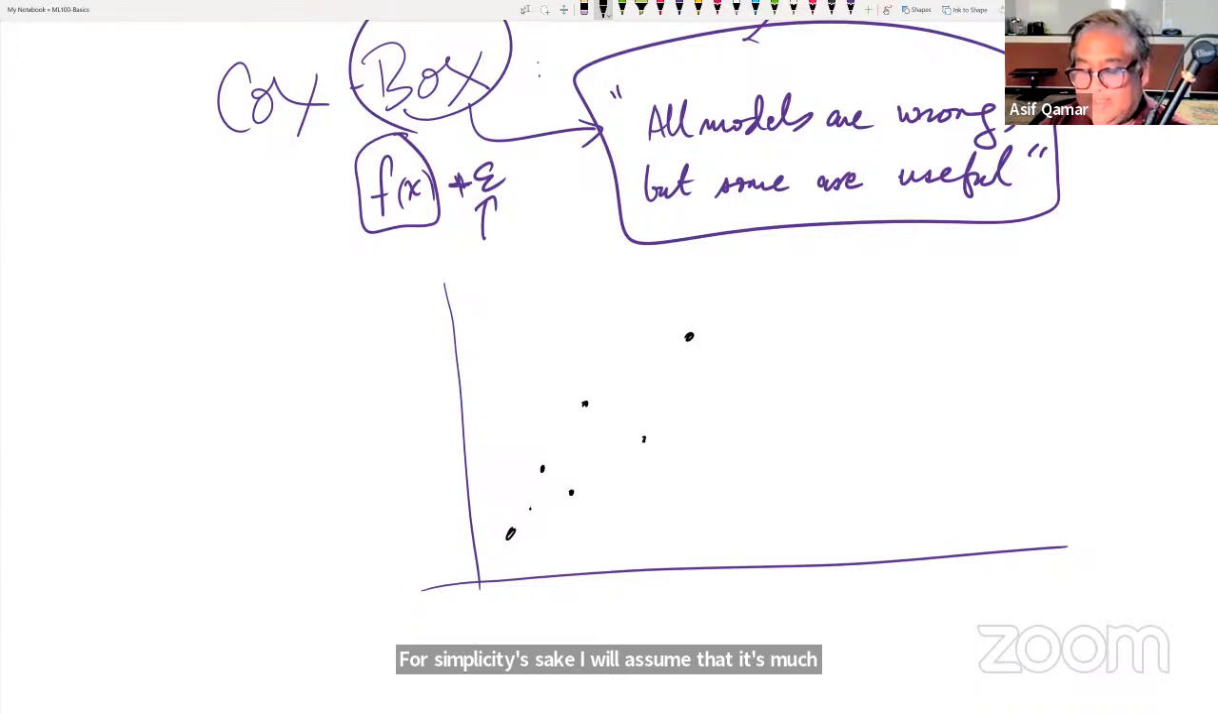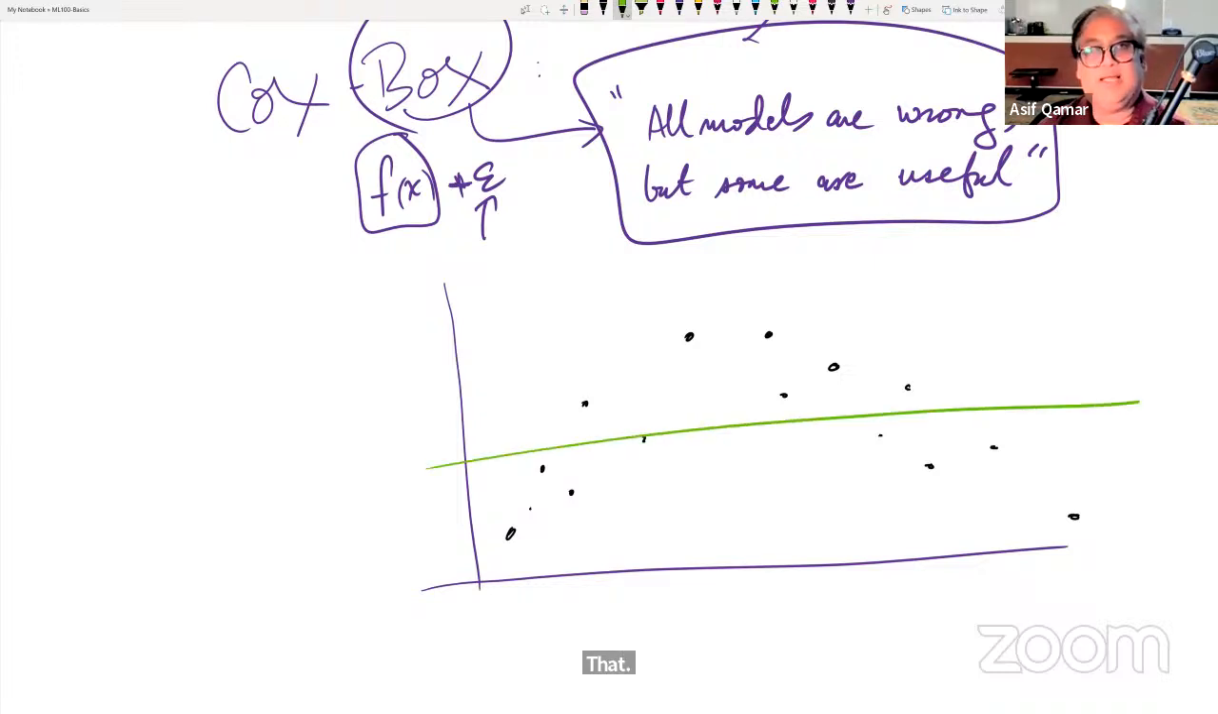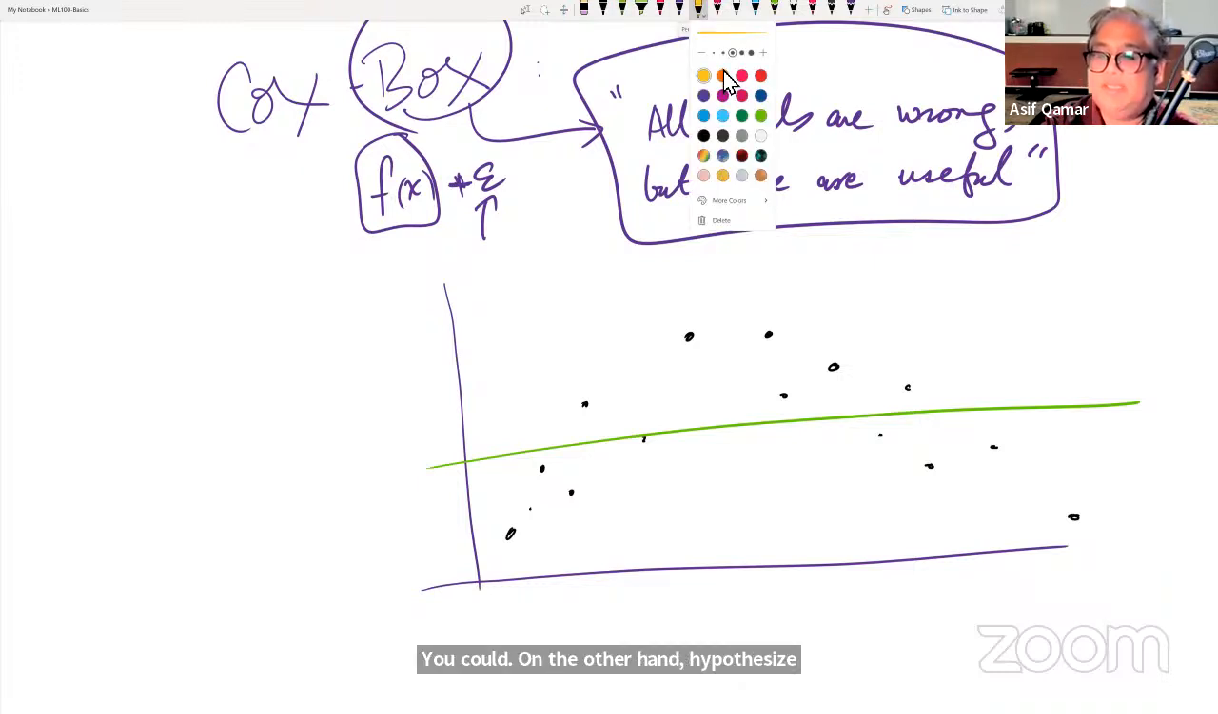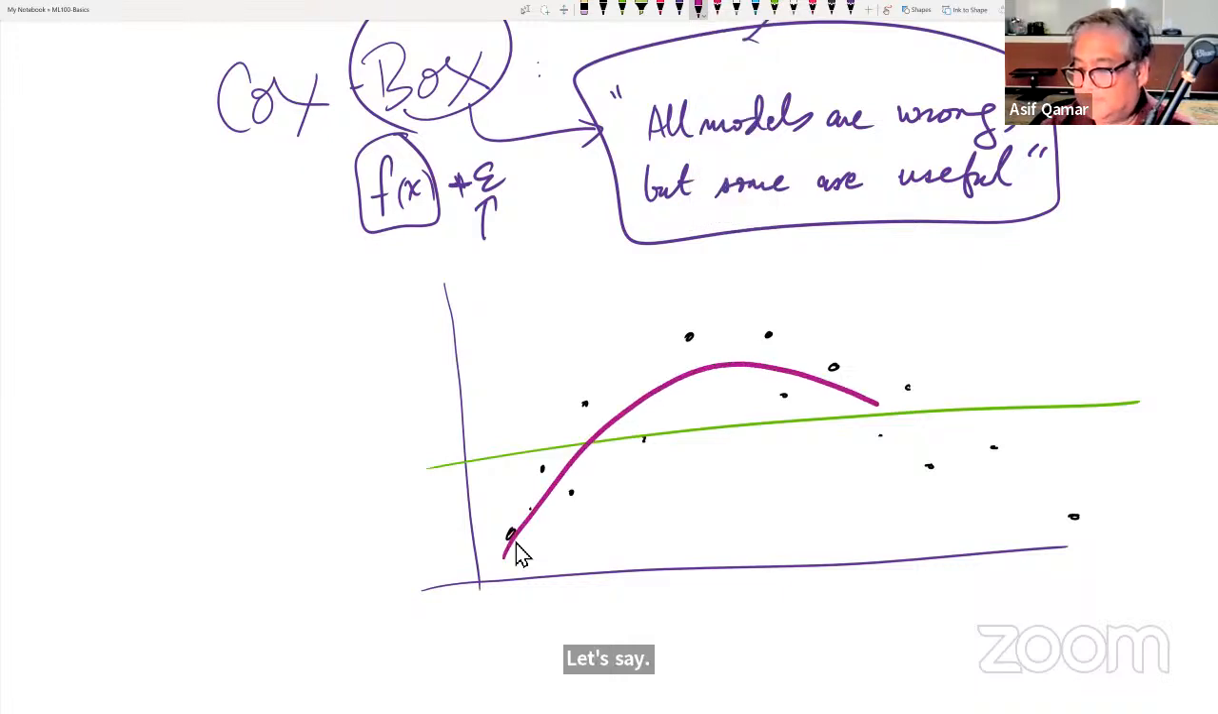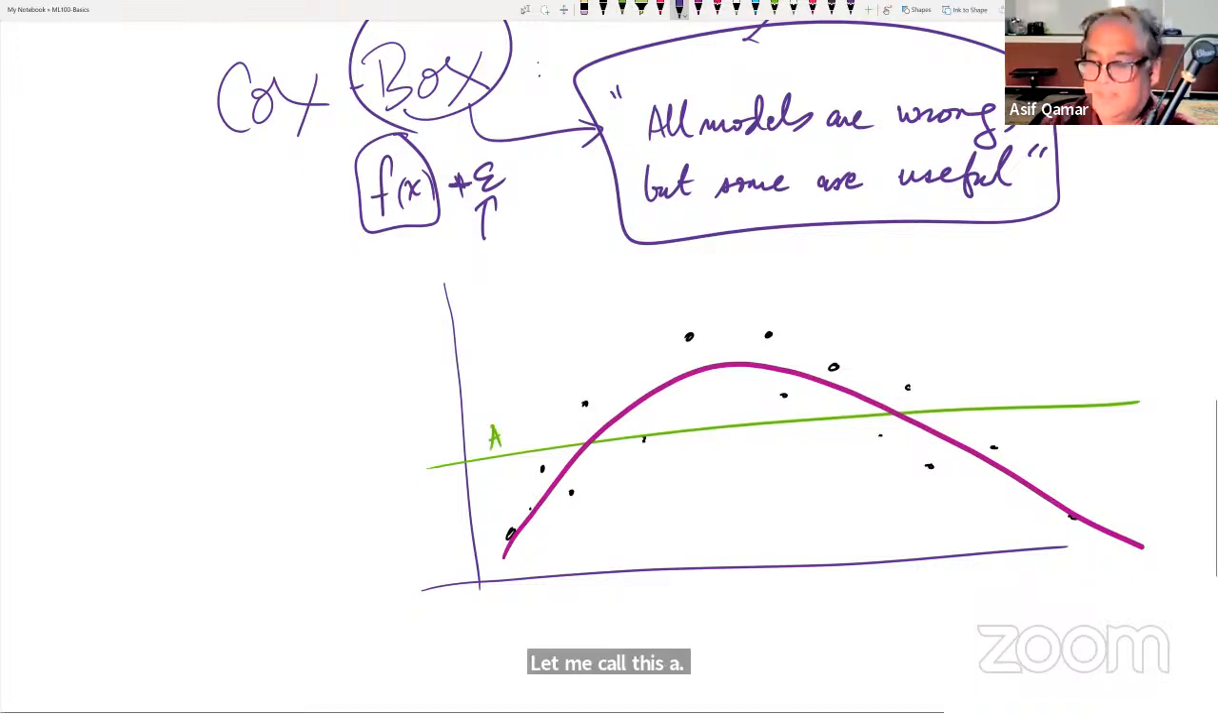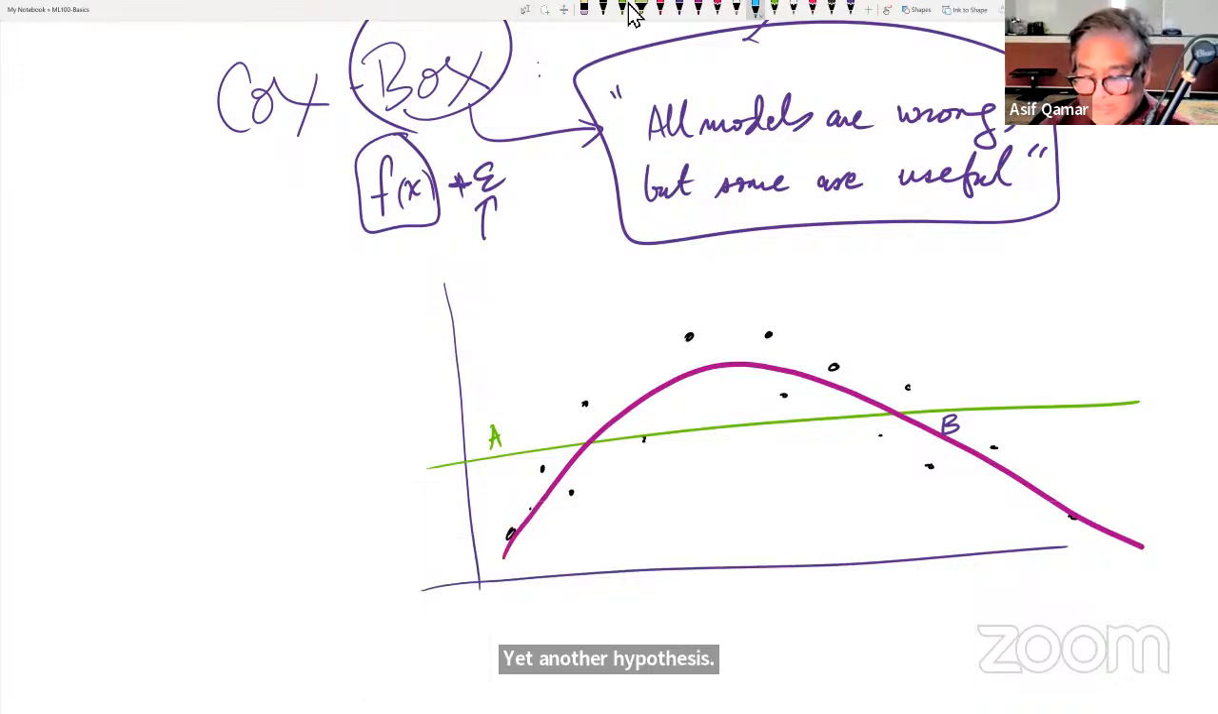See, suppose I have points like this. Now, you could build a hypothesis that the relationship is this, a straight line relationship. You could, on the other hand, hypothesize that the real relationship is, let's say, this. Let me call this A. Let me call this B. And let me make yet another hypothesis in, let's say, blue color, which goes like this.